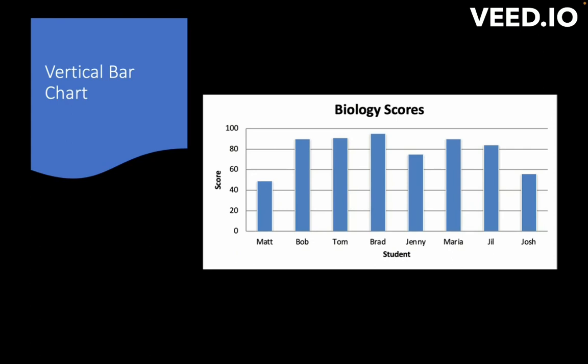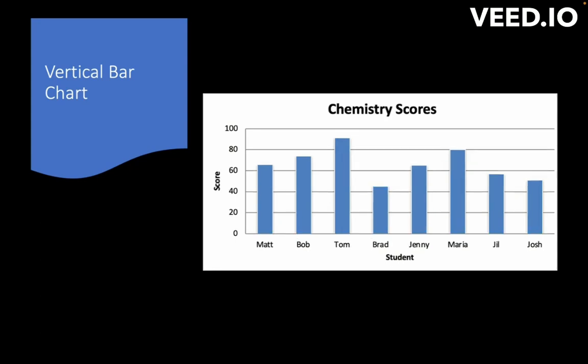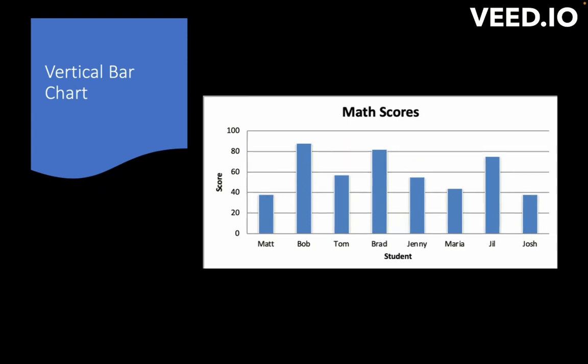So for the biology scores, it's laid out the exact same way, with all the students on the horizontal and the scores on the vertical. These are the chemistry scores laid out the exact same way as well for the same students, and these are the math scores laid out the exact same way as well for the same students.